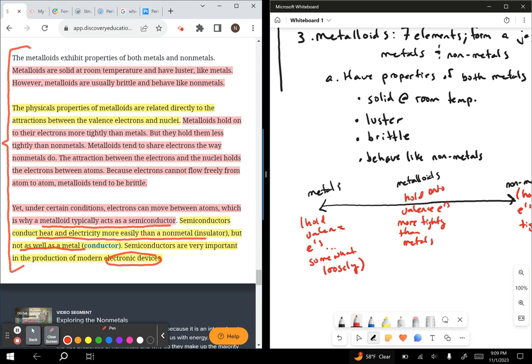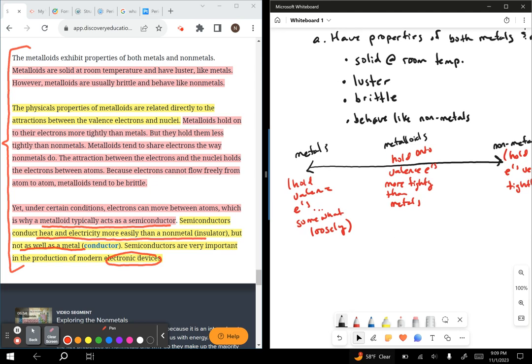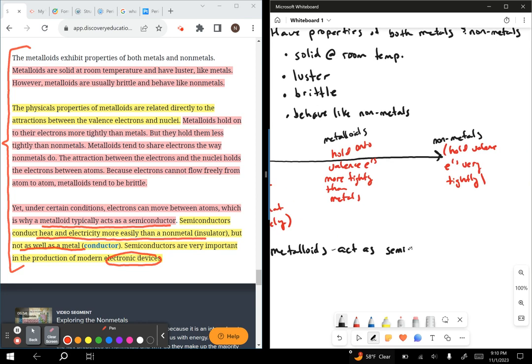So we're still talking about metalloids, and we're going to put this as letter B. Metalloids act as semiconductors. That means they act halfway between your metals and your nonmetals. Metals are good conductors. Semiconductors are kind of good conductors. Nonmetals are not good conductors, so they're in between. And semiconductors are used in electronics, so you would expect your metalloids to show up in a lot of your electronic devices.